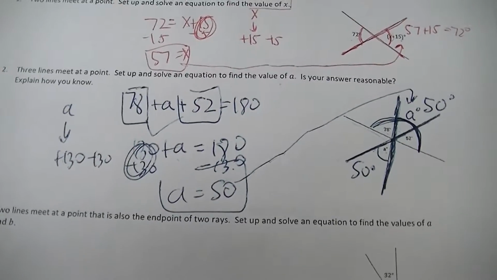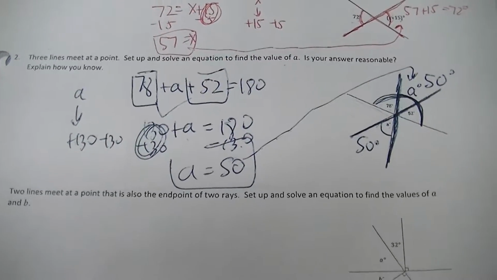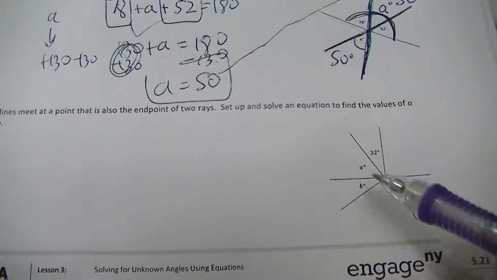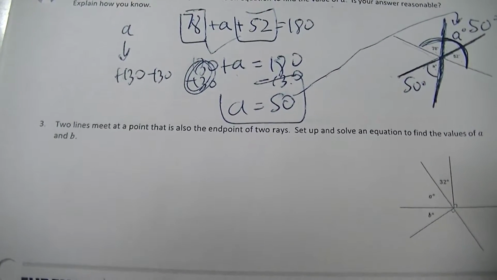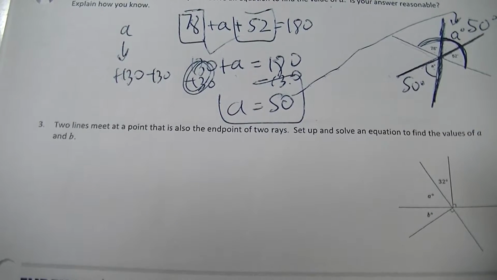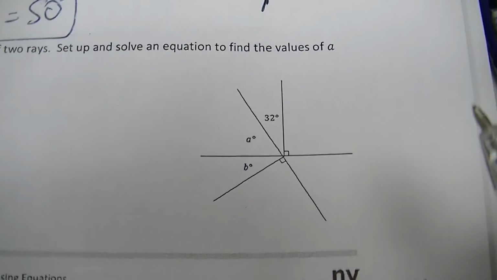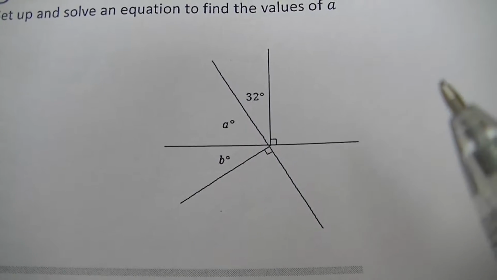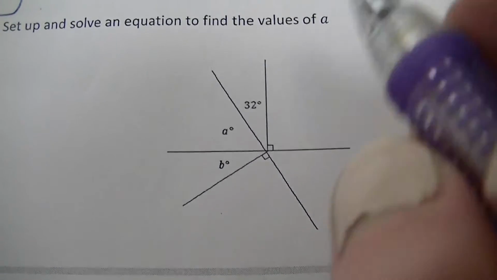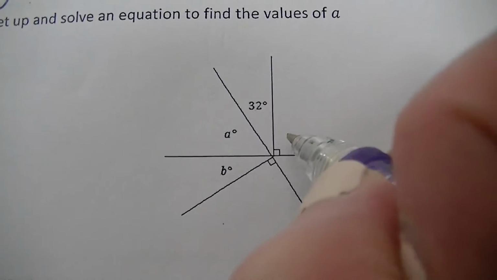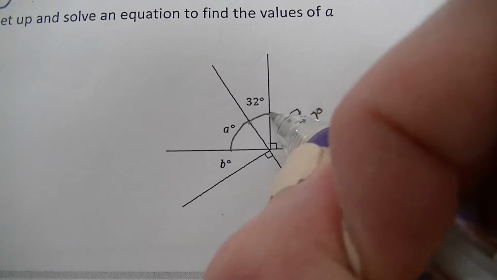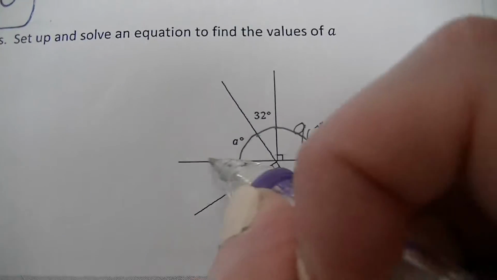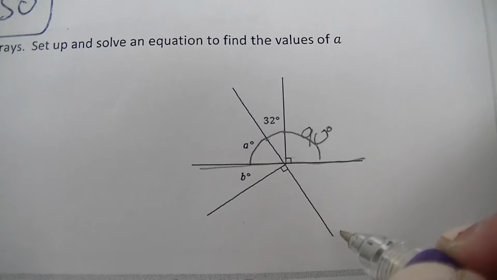Now on to the next question. Two lines meet at a point that is also the endpoint of two rays. Set up and solve an equation to find the values of A and B. So just looking right here, there's a lot kind of going on. And I know that this right here is 90 degrees because of the box. And so this angle plus this angle plus this angle, they're angles on a line, so they're going to have a sum of 180 degrees.